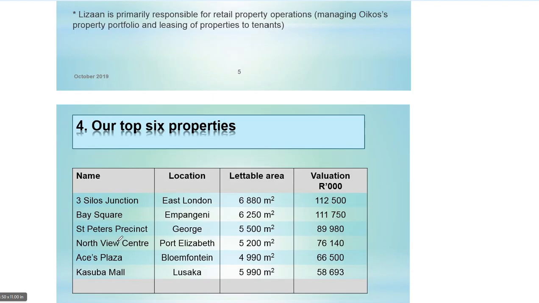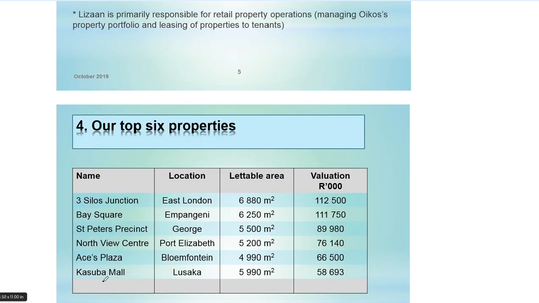And then there's St. Peter's Precincts, which is in George, and George is in Western Cape, and the lettable area is 5,500 meters squared, and the valuation is roughly close to 90 million. And when you move down, there's Northview Center, which is in Port Elizabeth, also in the Eastern Cape. We're looking at 5,200 meters squared, and valuation it's sitting at 76 million. And there's Aces Plaza in Bloemfontein, with 4,990 meters squared of lettable area, and the valuation is roughly 67 million.